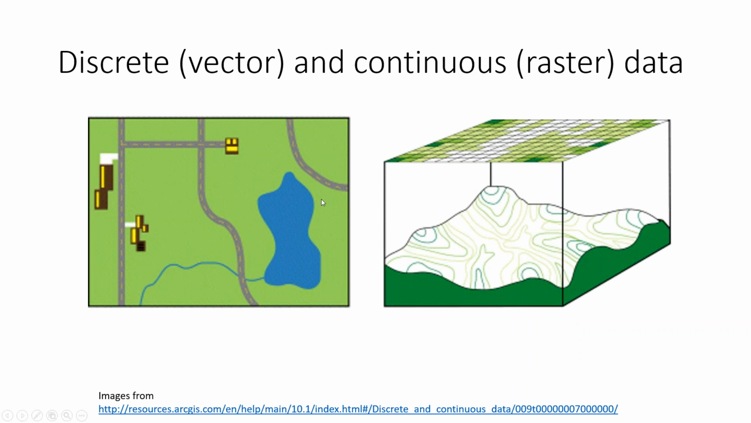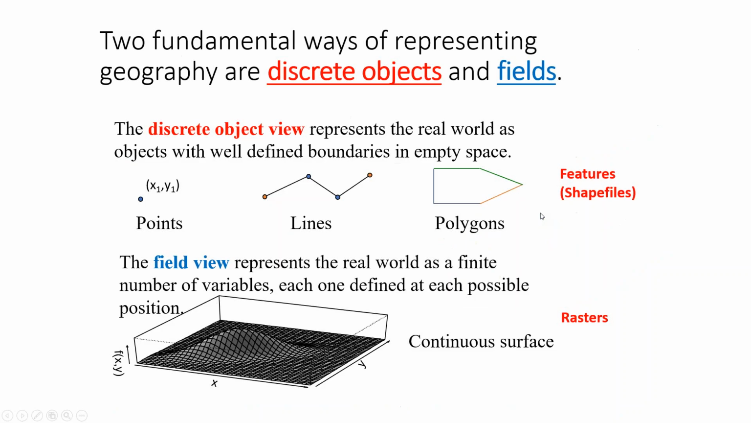So there's a comparison of sort of opposite representations of discrete data that's often represented with vectors, such as a lake and a river and a road and a building, or continuous data such as topography that's often represented with raster information. So there's two fundamental ways of representing geography as discrete objects and fields, spatial fields.